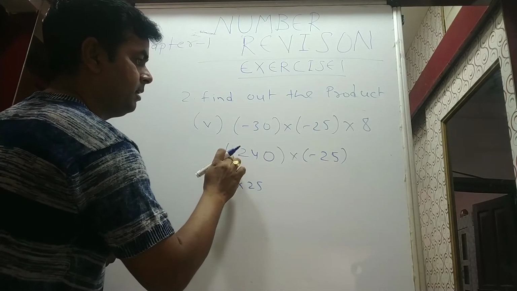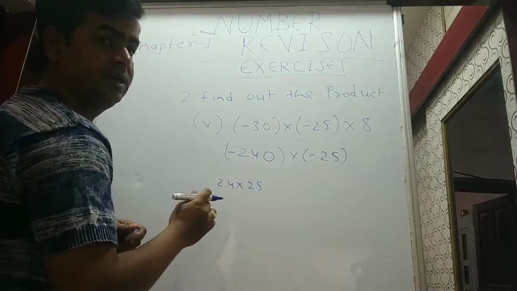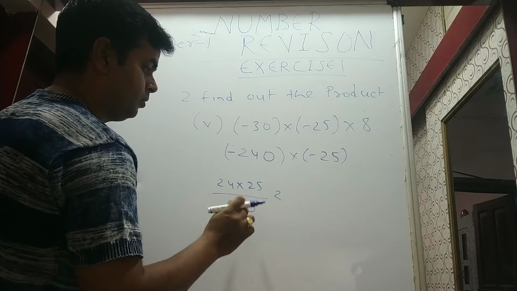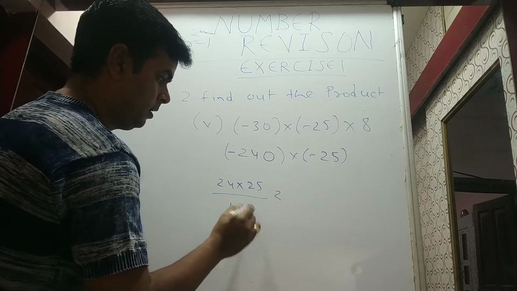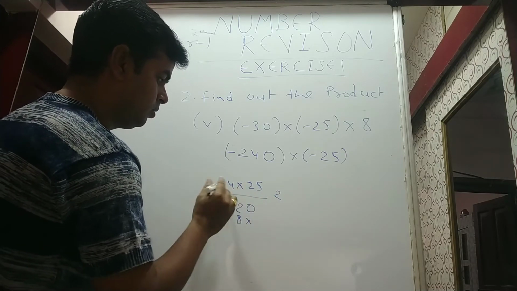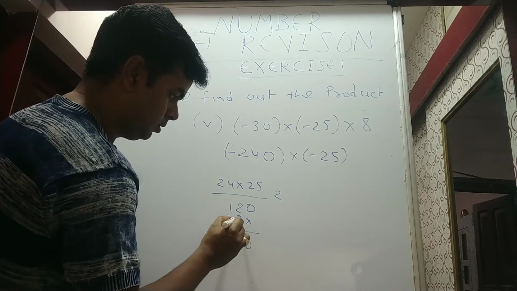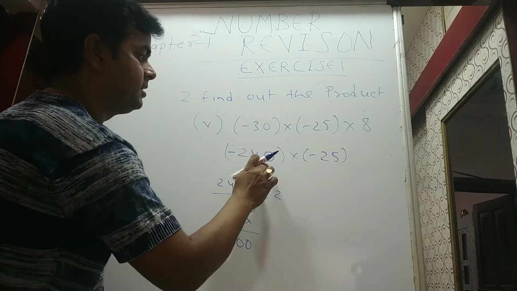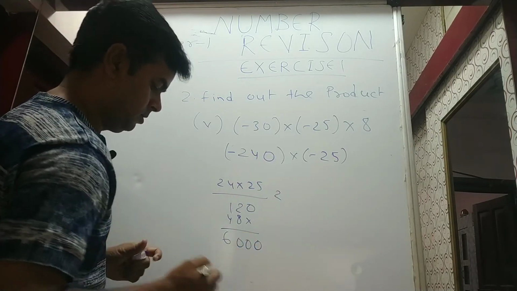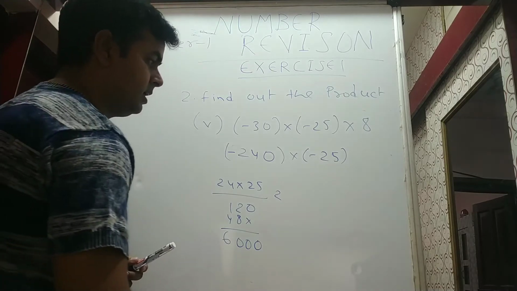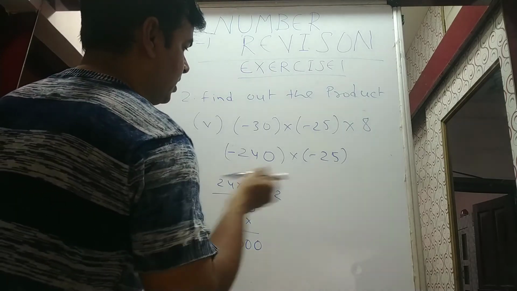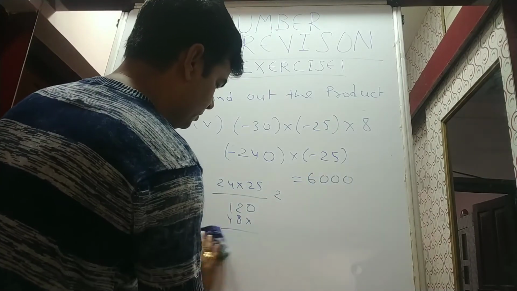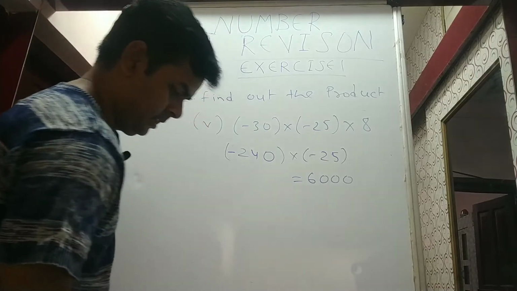Of course there is a minus sign, and minus into minus is plus, so that's why I didn't write it. 5 4s are 20, 5 2s are 10 and 2 is 12. 2 4s are 8, 2 2s are 4. So this becomes 600. And this 0, always remember, so put a 0. So this becomes 6,000. So our answer will be 6,000. There are a few more questions in this.